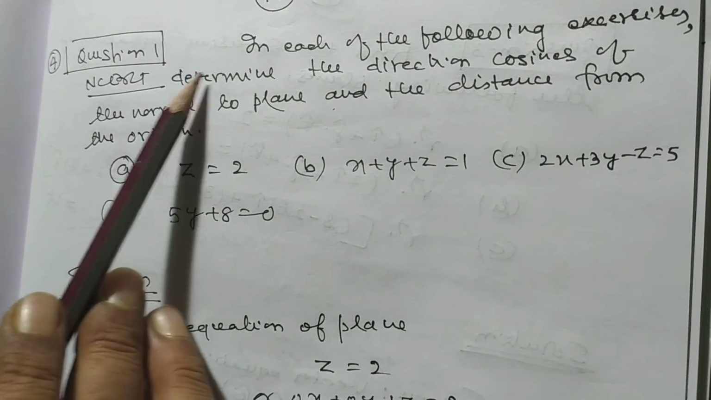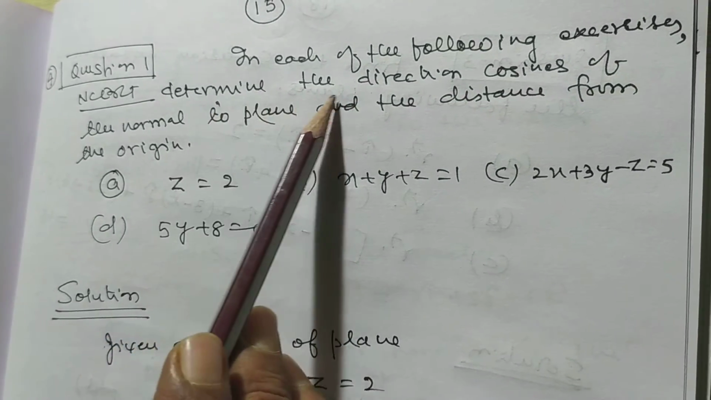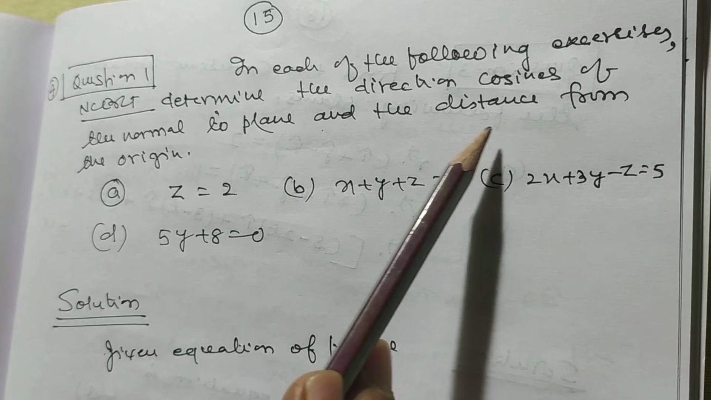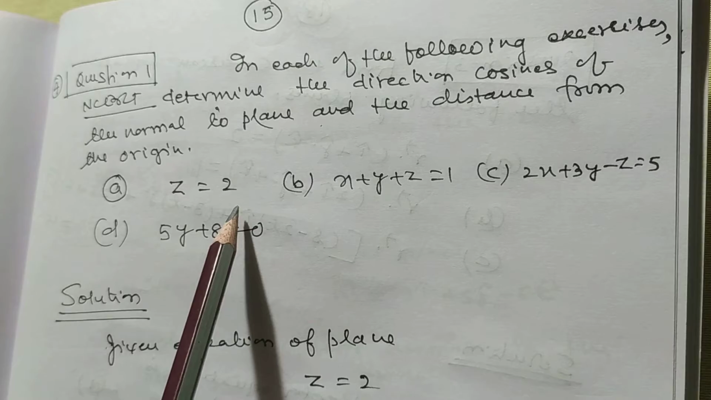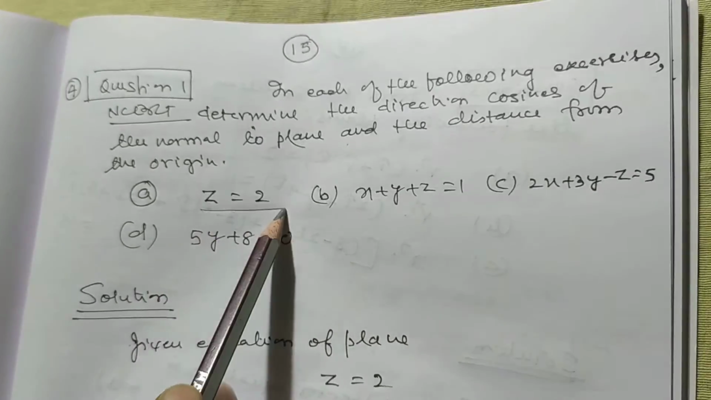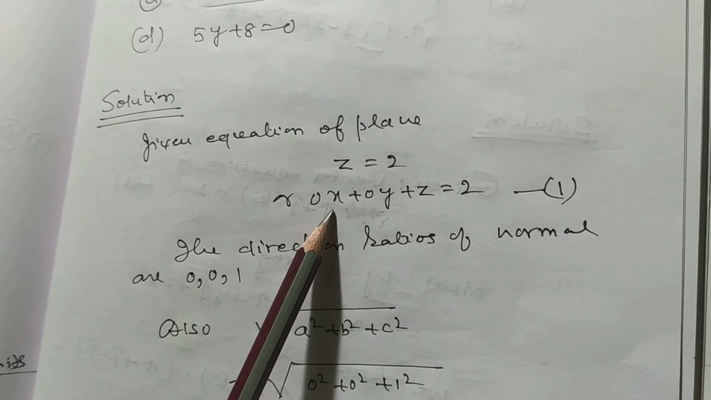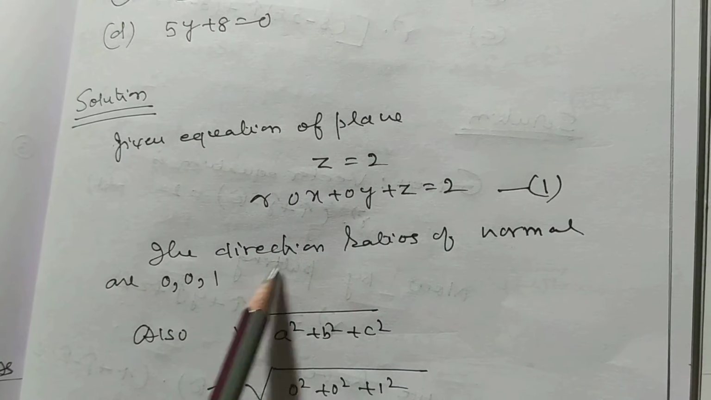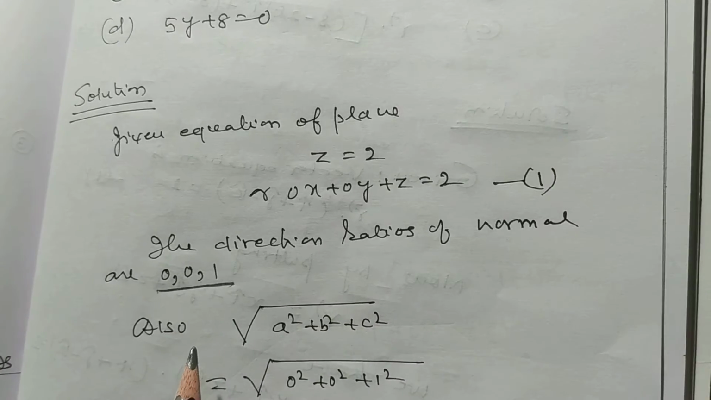What is question number 4? In each of the following exercises, determine the direction cosines of the normal to the plane and the distance from the origin. Here z is equal to 2. So now write it in the general form 0 into x plus 0 into y plus z is equal to 2. The direction ratios of the normal are 0, 0, 1.